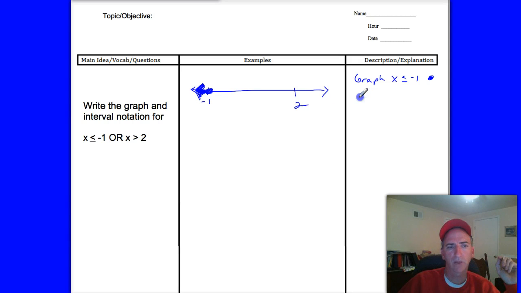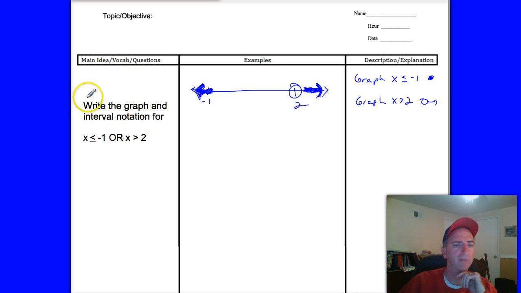All right, then graph x is greater than 2 with an open circle going that way. Open circle, arrow right there. So there's the graph. That was the first thing, but they asked me also to write the interval notation. So we'll do that here. That's a closed circle at -1.